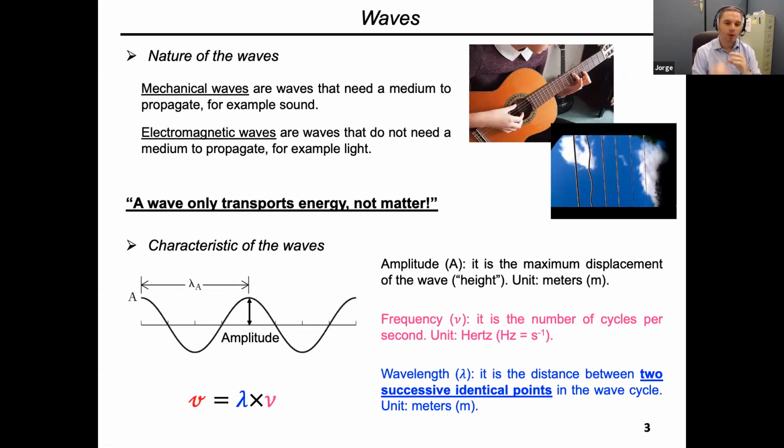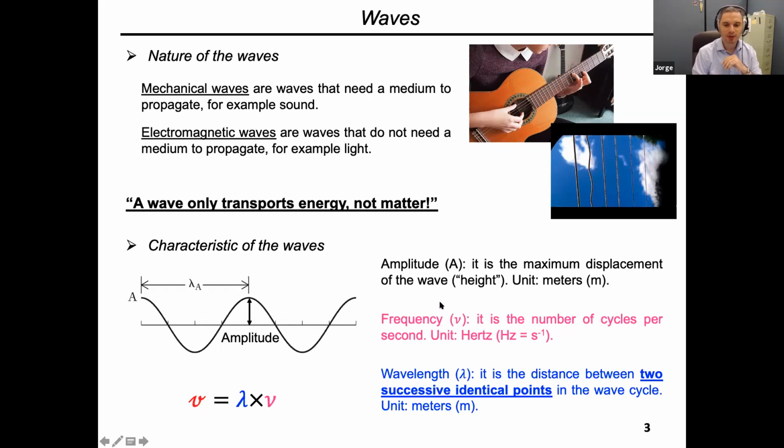Attention, a wave only transports energy, not matter. Okay, so waves are energy transporters, not matter transporters. Any wave has some properties attached to it. The first of them is amplitude, symbol is A. That's basically the height of the wave or the maximum displacement of the wave. The unit for amplitude is meters.